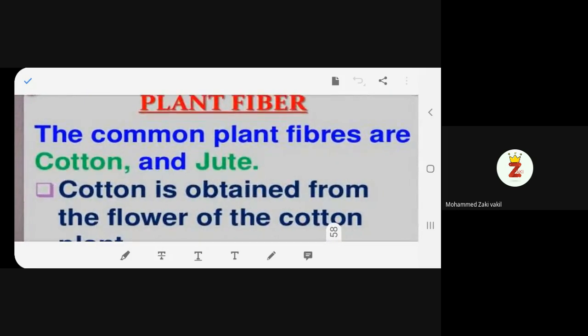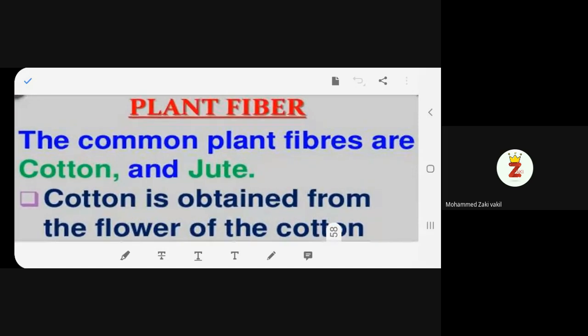So now we come to plant fibers. That is the fibers that we are getting from plants. Origin is plant. From the plant origin, we get the fibers. That means we are making cloth from the plants. What are they? Cotton and jute.